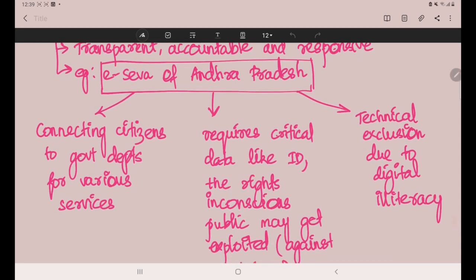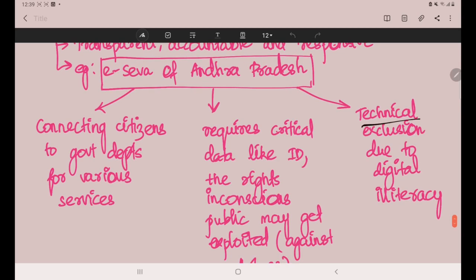But there is technical exclusion. This is a keyword. Okay, what is technical exclusion? Those who are digitally illiterate will not be under the purview of this act due to digital illiteracy. And here also there is the issue of data privacy. The illiterate public may not know how their data is getting exploited, or whether anyone is exploiting their data. That remains an opaque factor.